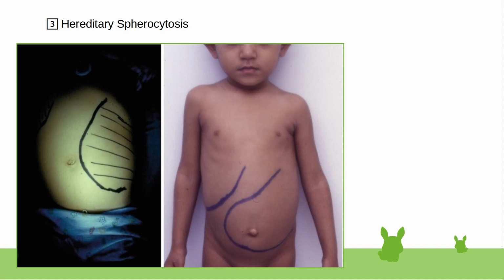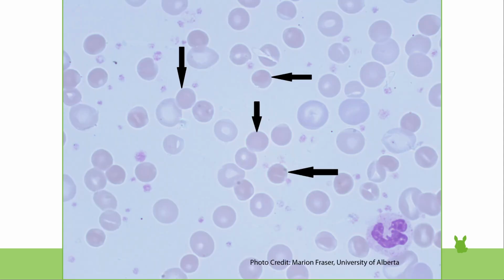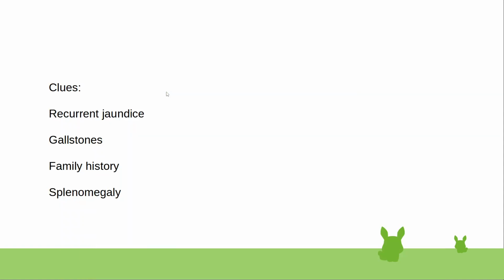Exactly. So hereditary spherocytosis would be your third. It often shows up with a family history of jaundice, chronic mild anemia, splenomegaly, and on the blood film you see spherocytes. The osmotic fragility test or EMA binding test would help confirm it. Could you repeat the clue for hereditary spherocytosis?